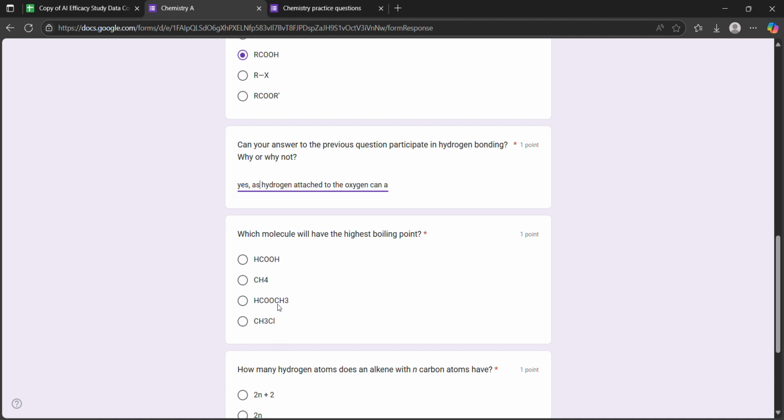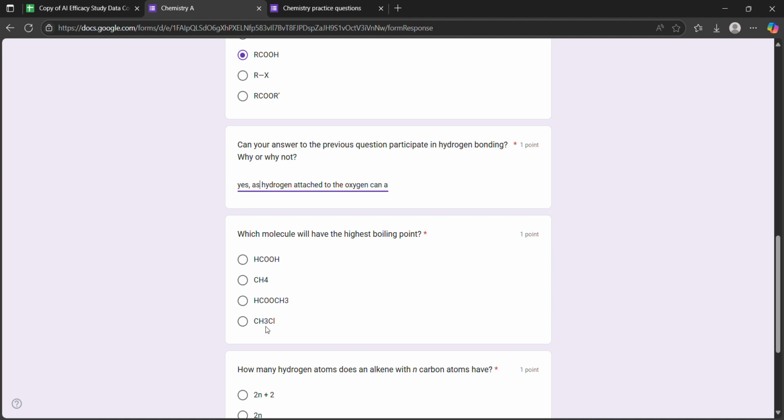Which molecule will have the highest boiling point? Okay, highest boiling point. So highest boiling point would implicate that the structure of the chemical that is present should have a very strong bonding. Because boiling point would require it to reach a temperature high enough to break that strong bond. So the higher the bonding power between the atoms, the higher will be the boiling point.